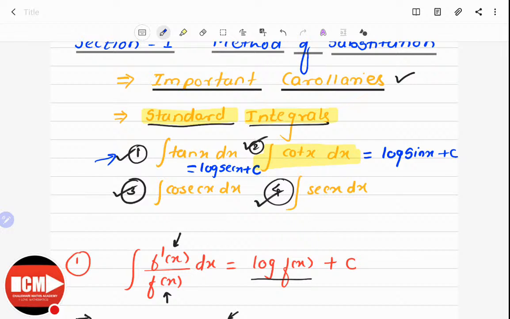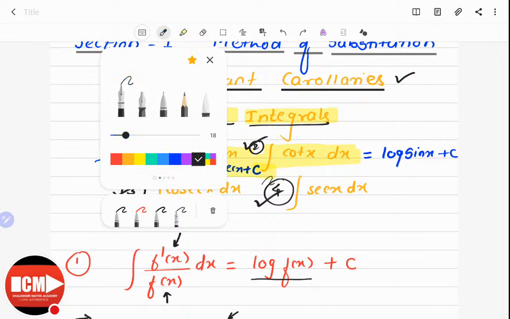Now every one of you knows these two standard integrals. Integration of tan x is log of sec x, and integration of cot x is log of sin x. So here I covered two important standard integrals. The first one is integration of tan x, and the second one is integration of cot x. Still, integration of cosec x and sec x is pending. We will work on this one also, so don't worry about that. Okay, then let's get back to the corollary once again.